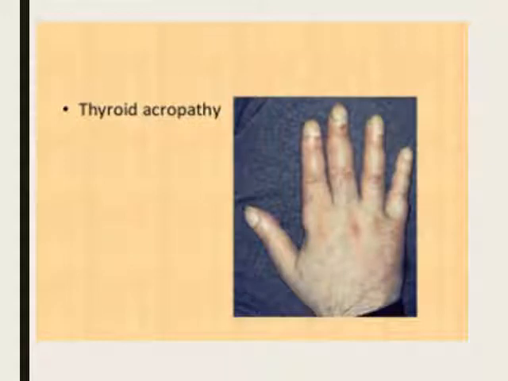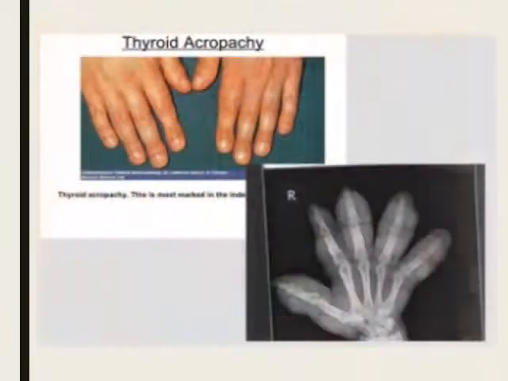This slide shows thyroid acropathy. Usually clubbing may be there, onycholysis, fungal infections and swelling of the distal ends of the fingers, sometimes associated with generalized edema of the hand. This slide again shows thyroid acropathy, clubbing, distal swelling and some edematous changes in the fingers. X-ray also shows soft tissue swelling and some bone changes. Osteolysis is also present in the X-ray.